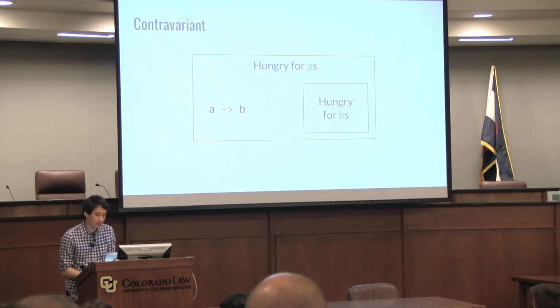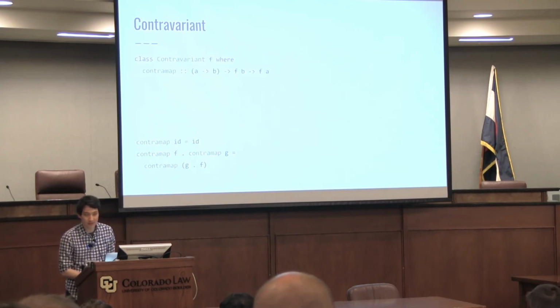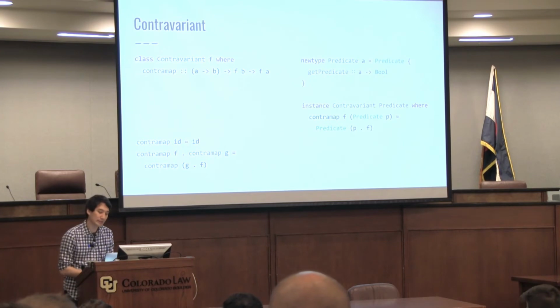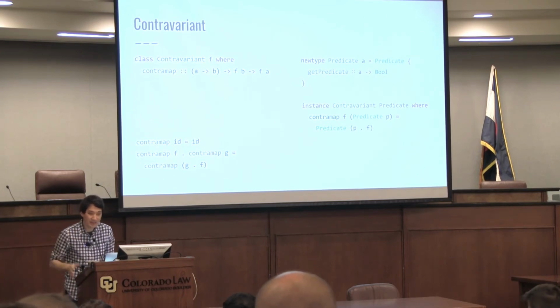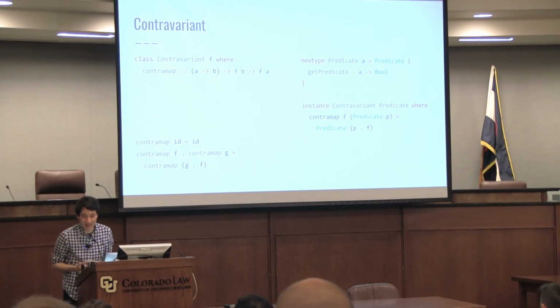Okay. Contravariant is pretty weird, so let's talk about some concrete examples. The most common one, I think, is a predicate. So predicate is just a function which returns a Boolean. That's all it is. But what's the argument type? Well, it's not specified. It's just, for all types A, A to Bool, that's predicate.